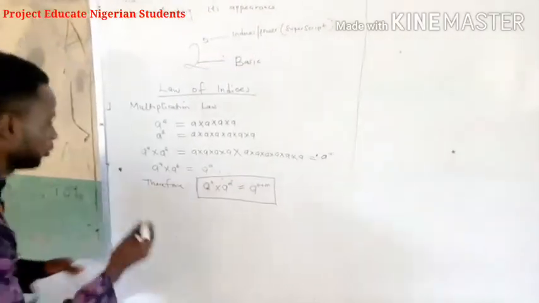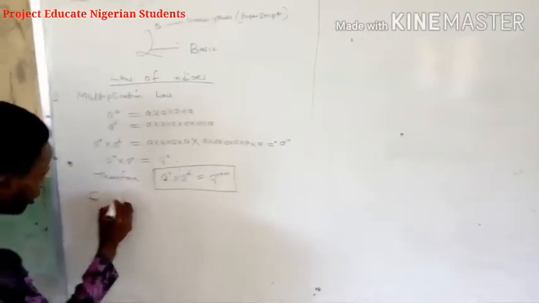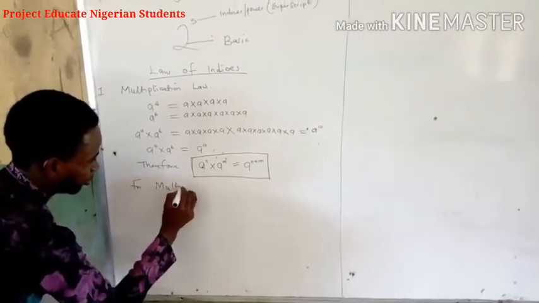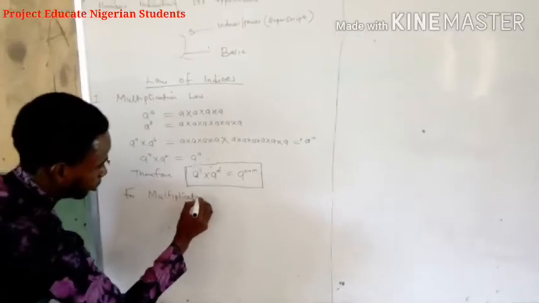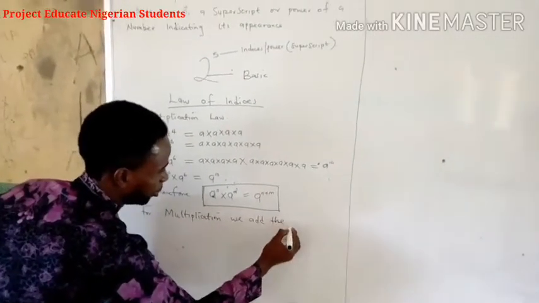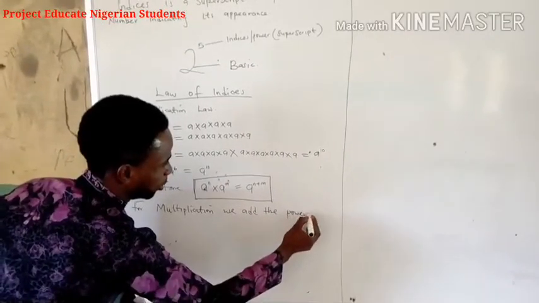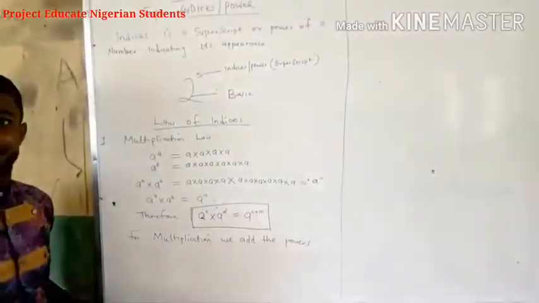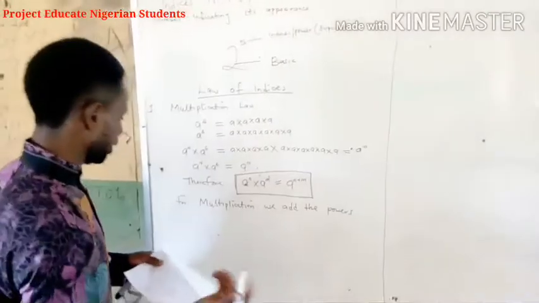So let's say for multiplication, we add the powers. Is that clear? So let's take an example.